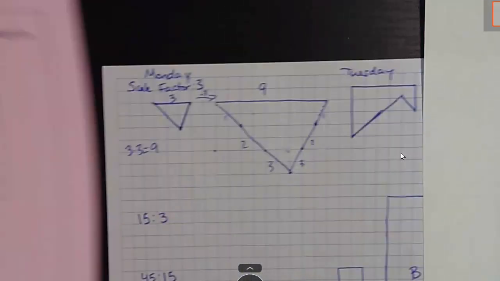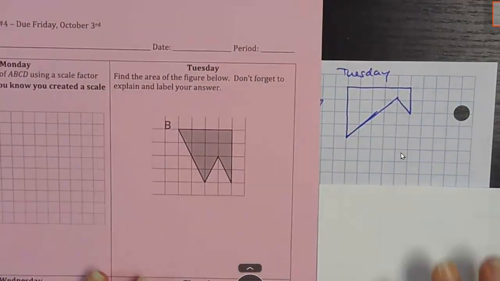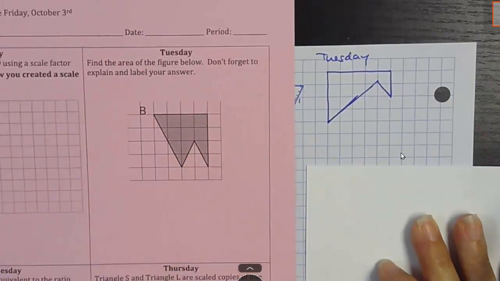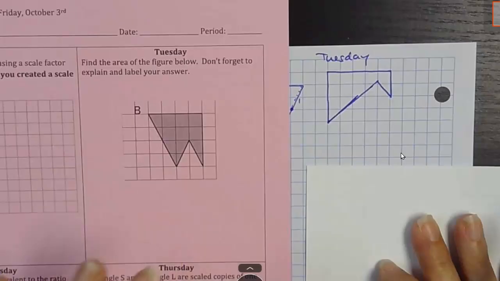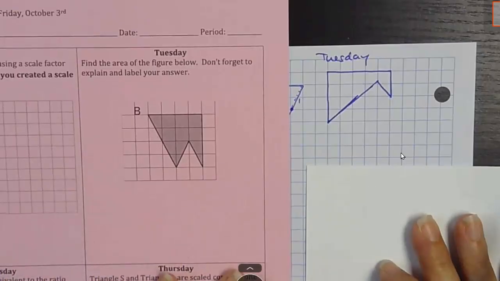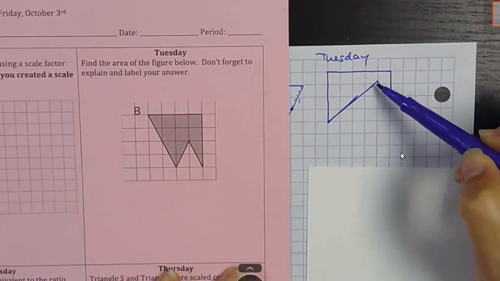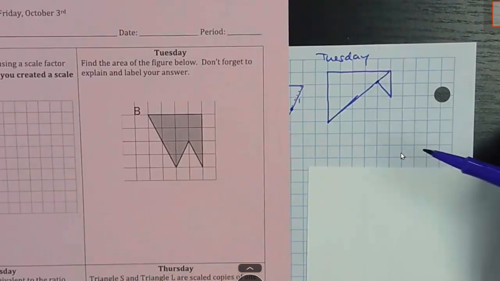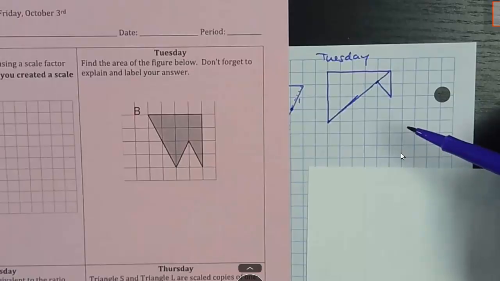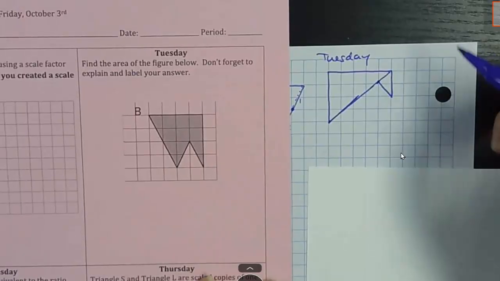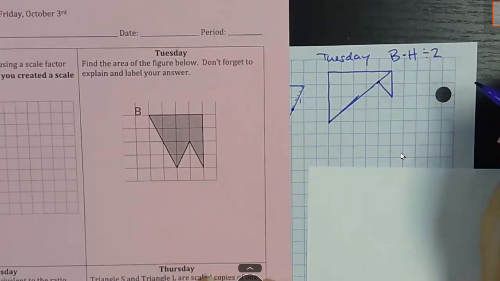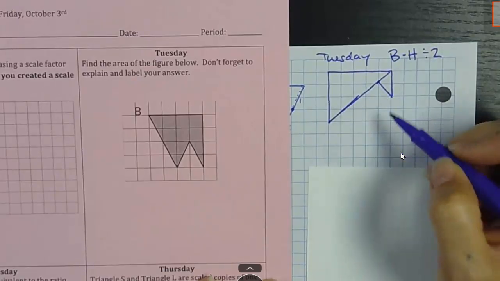Let's look at Tuesday. Tuesday says find the area of this shape below. This is a weird shape. You can do different things to decompose it, change it, move it. I drew one kind of similar here, but I noticed that if you just continue this line, you have 2 triangles. You should remember how to find the area of a triangle. We just did it on last week's homework. It's base times height divided by 2. So focus on each triangle.